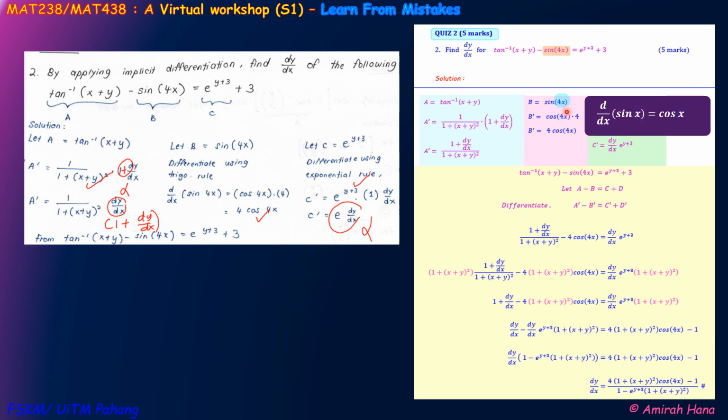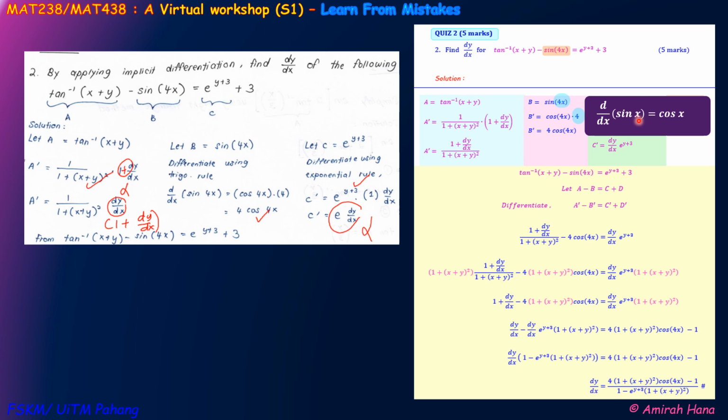But after that, we need to differentiate the angle for x. When we differentiate for x, the answer equals 4, and the operation here must be multiplication. Why? When we differentiate sine 4x, the answer is only cos x.